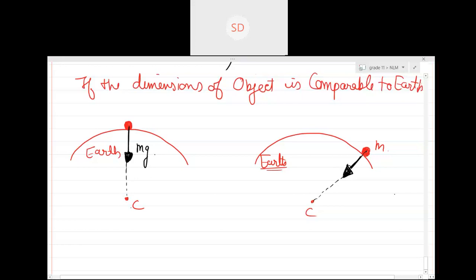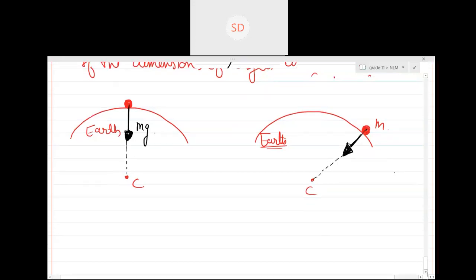Is it clear, guys? Is weight clear? How to draw weight, is it clear?